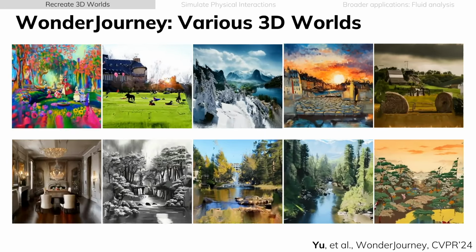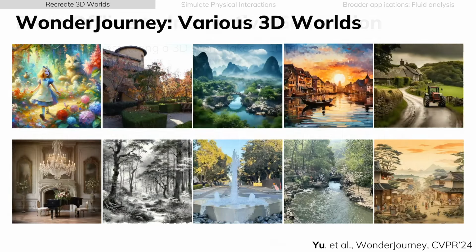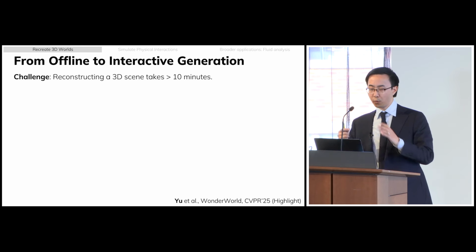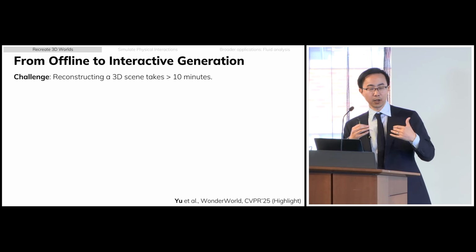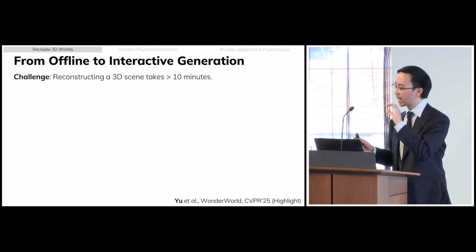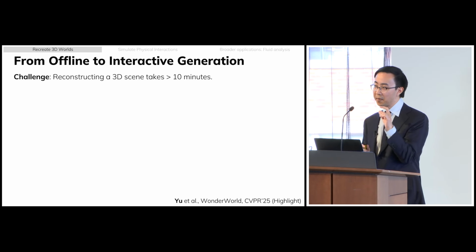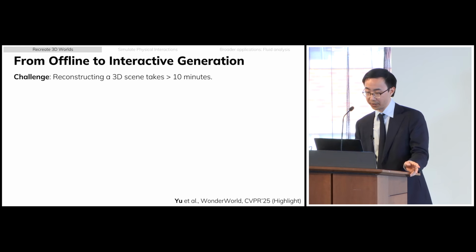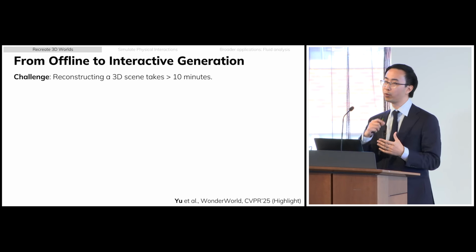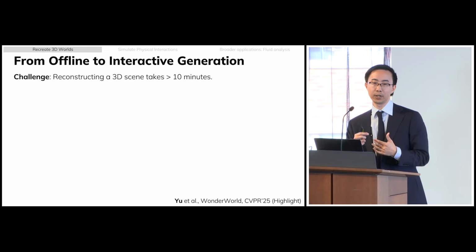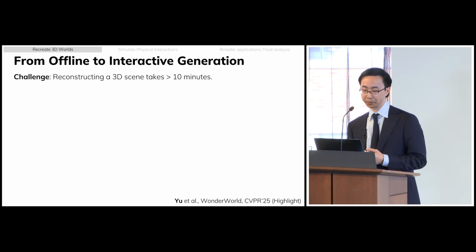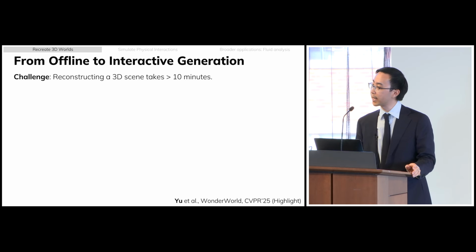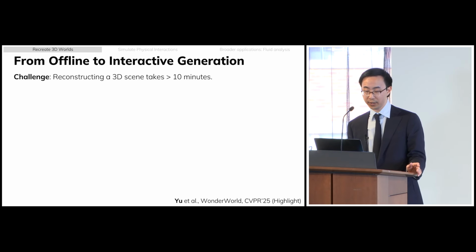And that's the benefit of grounding generation in 3D. And although Wonder Journey can generate large and diverse 3D worlds, one caveat is that it actually takes 10 minutes to create a single scene. And to create a large world, it easily takes hours. But if we really want to explore these things interactively, then we need the generation to be much faster. And the technical challenge here is that the 3D generation itself is pretty slow.